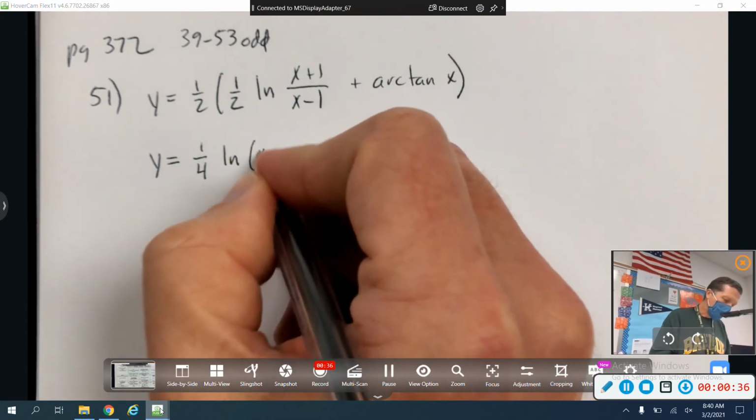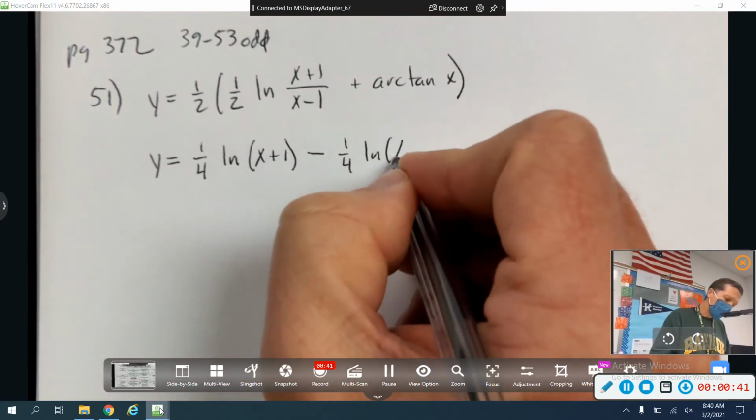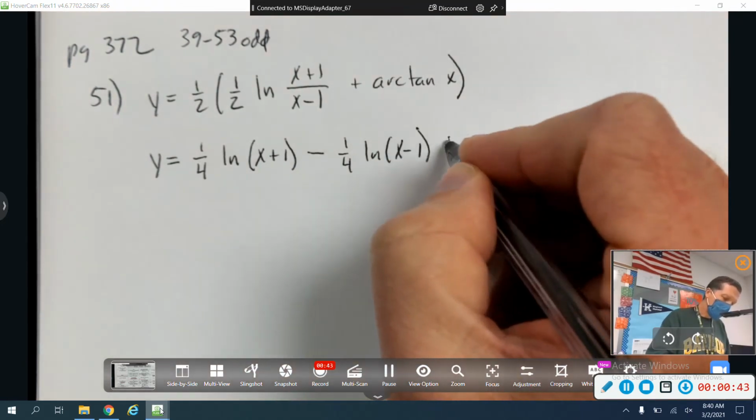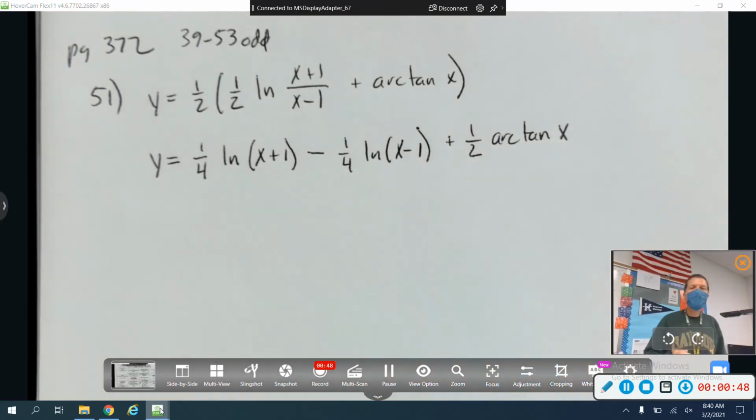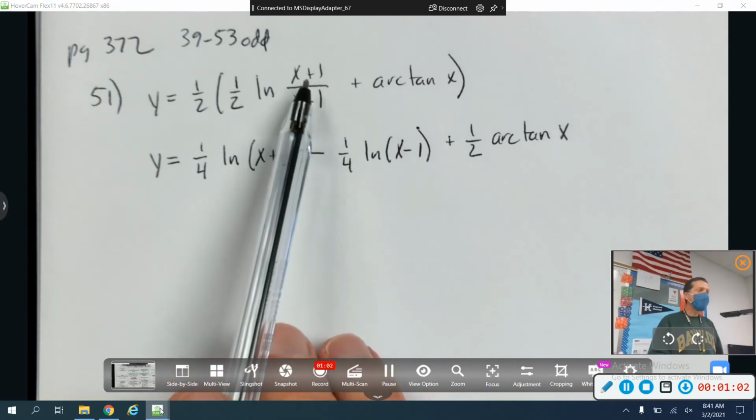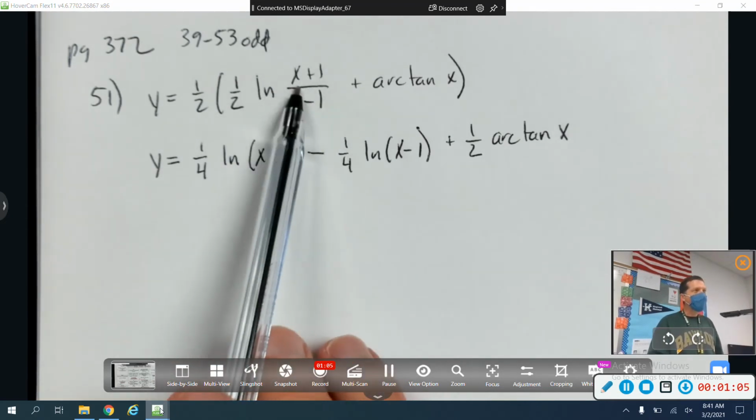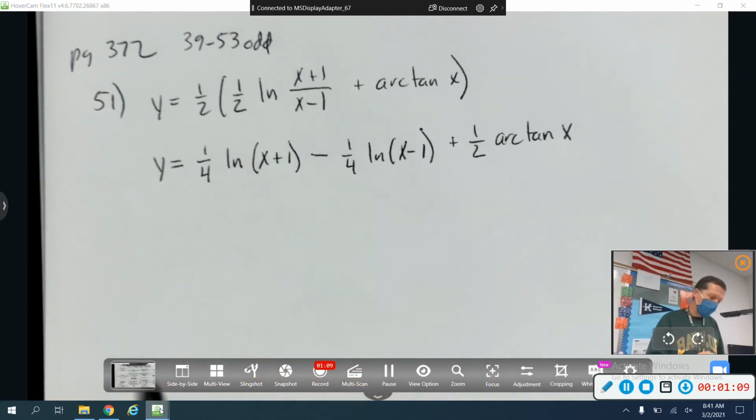1/4 natural log x plus 1 minus 1/4 natural log x minus 1 plus 1/2 arctan of x. So I distributed the 1/2 to who needs the 1/2, distributed the other 1/2 to who needs that 1/2, and then I split up the natural log. Because if you do quotient rule on this, it's going to be ugly because it's 1 over this times the derivative of that. Ugh. This is going to be much nicer.